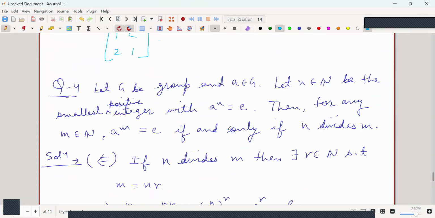And the above exercise can be rephrased as: whenever a^m is equal to identity, then the order of that element must divide m. And the other way is also true, that if the order of an element is dividing some integer m, then a^m is equal to identity.